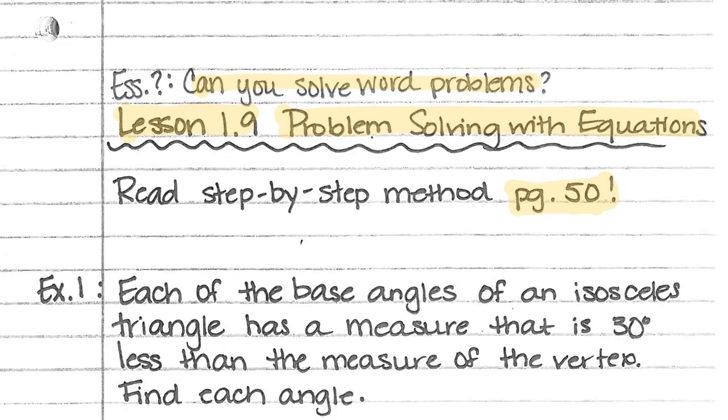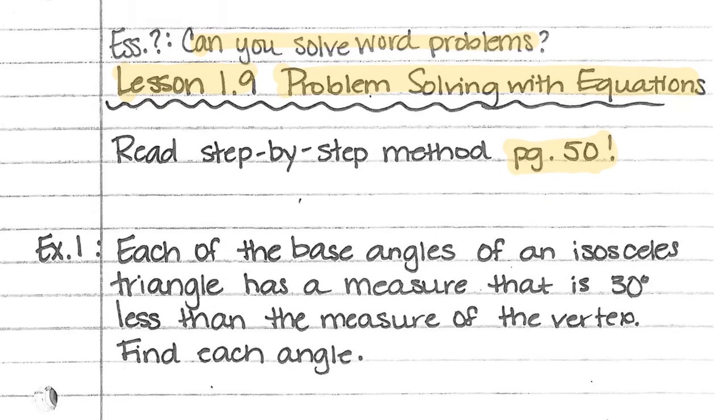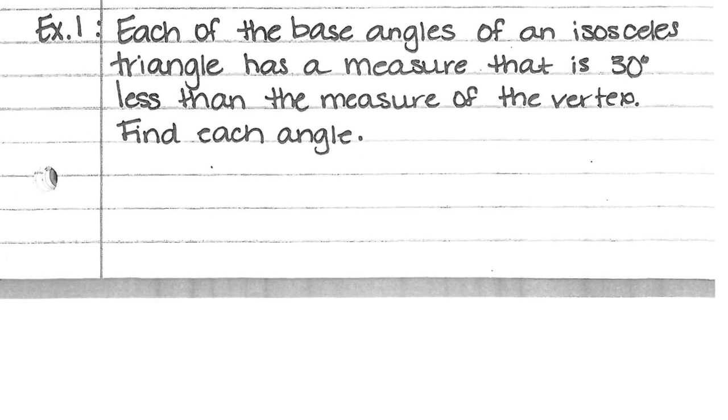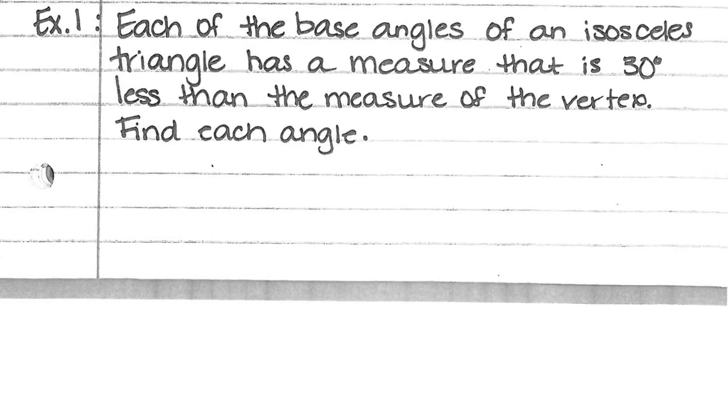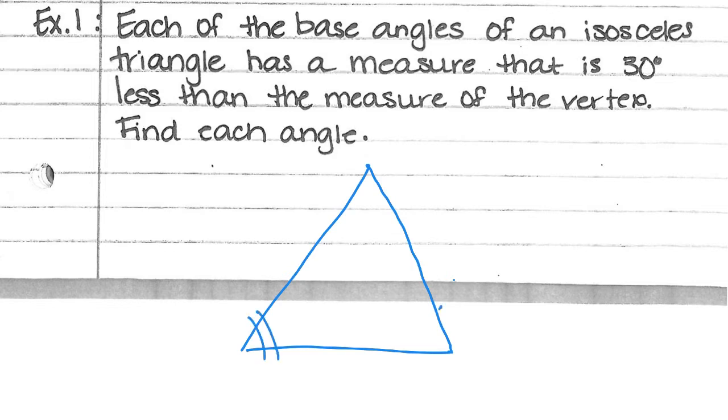Example 1 says, each of the base angles of an isosceles triangle. What do you think I'm going to draw? It is assumed that you have come into class and you know something about an isosceles triangle. Can somebody tell me what they know about an isosceles triangle? 2 angles are equal. But what else? 2 sides are equal. Very good. So I marked up my not so drawn to proportion isosceles triangle.